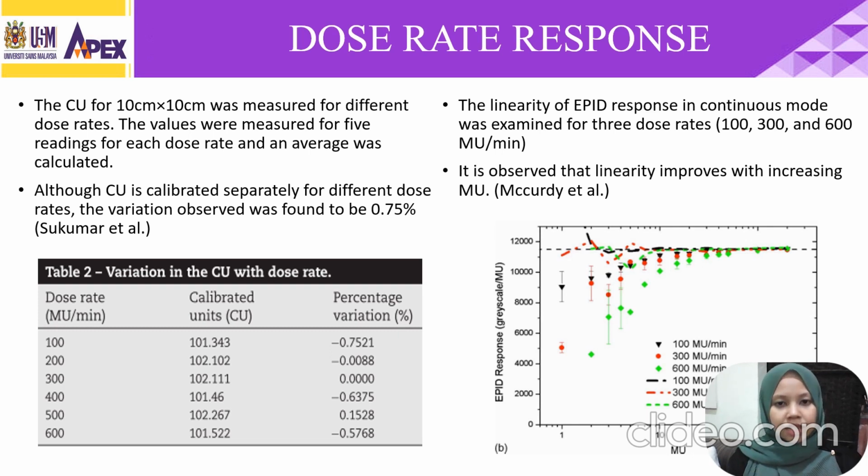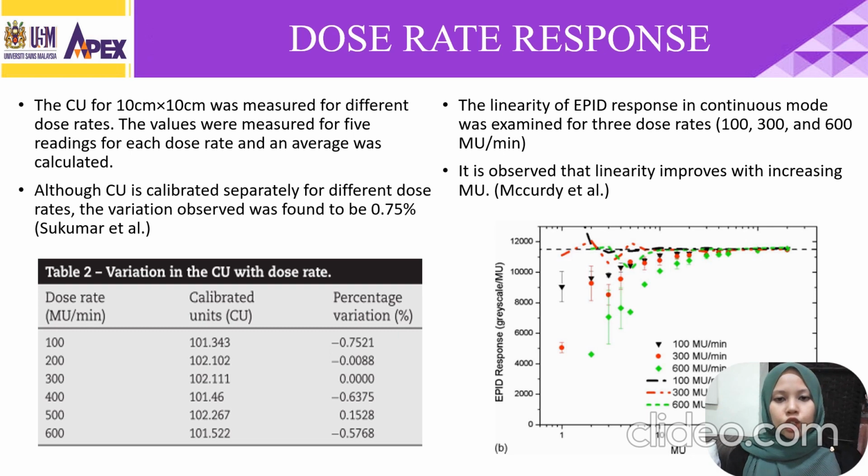The percentage variation was calculated between the average value and the average value at 300 MU per minute. This was shown in the table included in these slides. Even though the calibrated unit is calibrated separately for different dose rates, the variation observed was found to be only 0.75%.